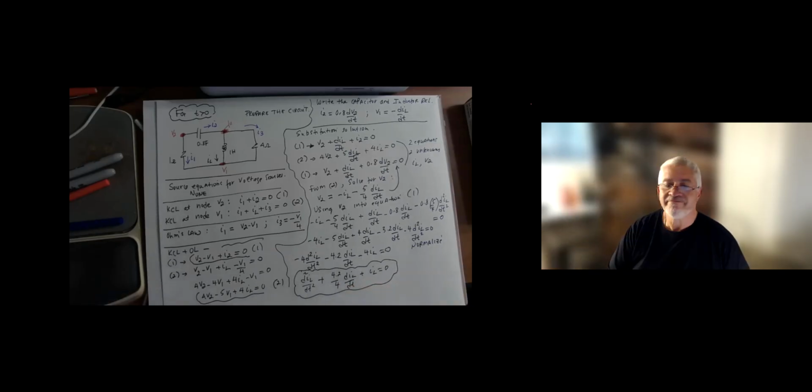We divide by minus 4, so we have the second derivative of IL with respect to t squared plus 4.2 over 4 dIL/dt plus IL equal to 0. And then we have our differential equation. Okay. So that's the step about how we come up with the differential equation here.